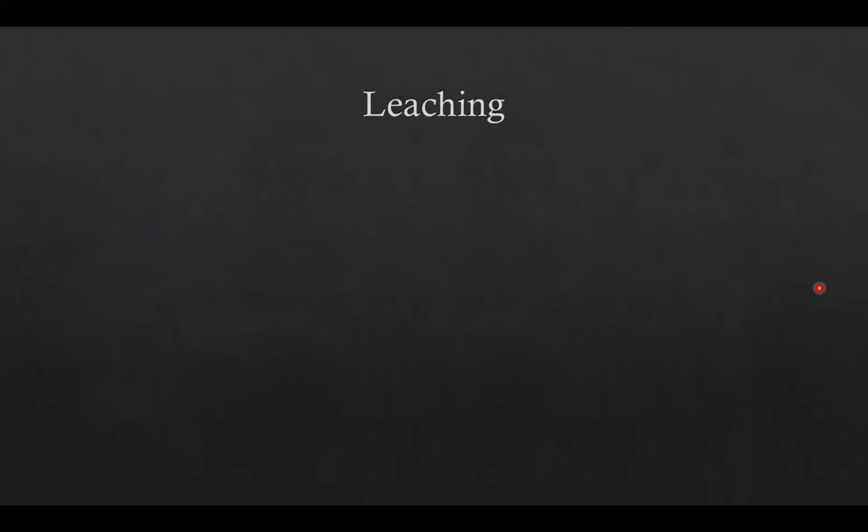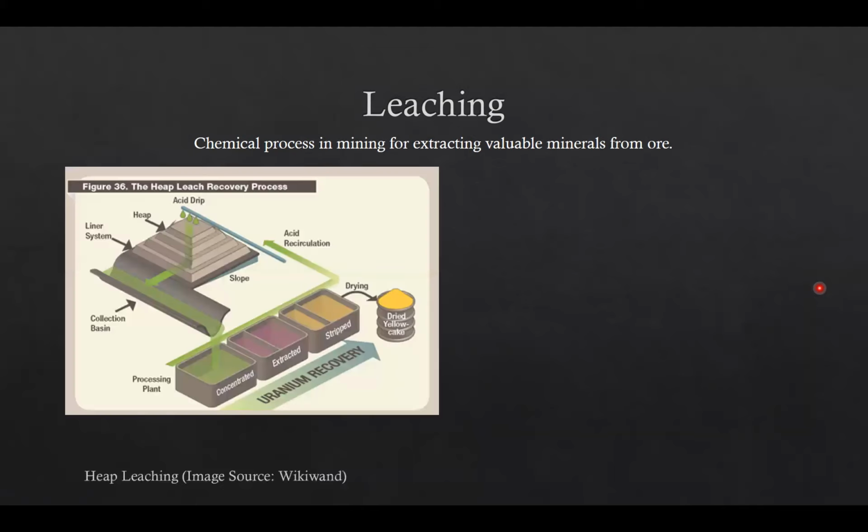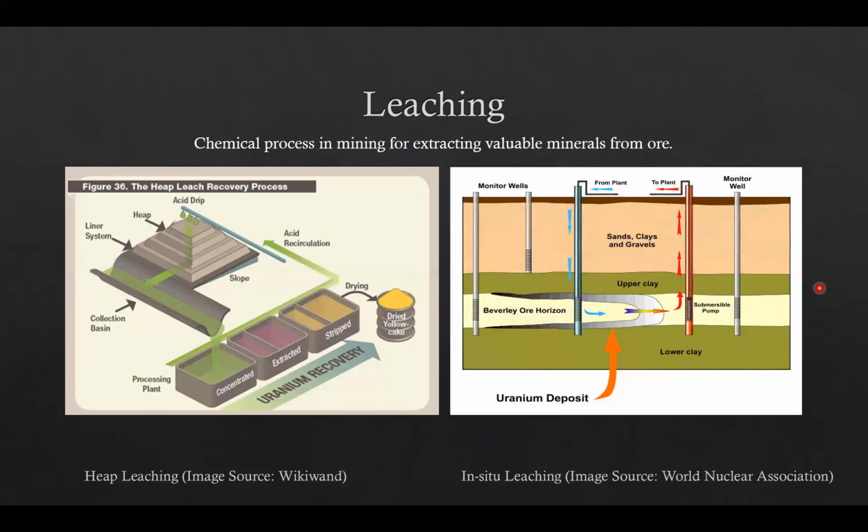The last one in aqueous extraction is leaching, which is a chemical process in mining for extracting valuable minerals from ore. There are two main types of leaching. The first one is heap leaching, and the other one is in situ leaching.